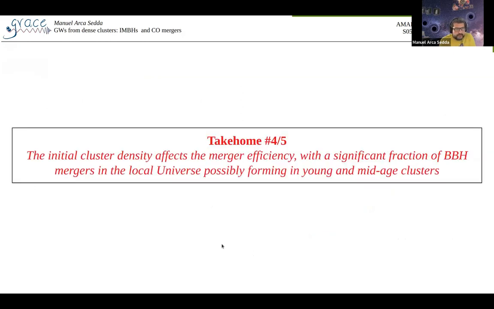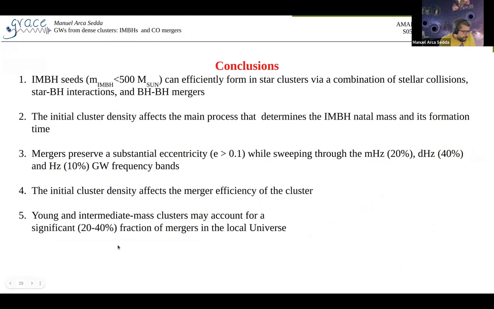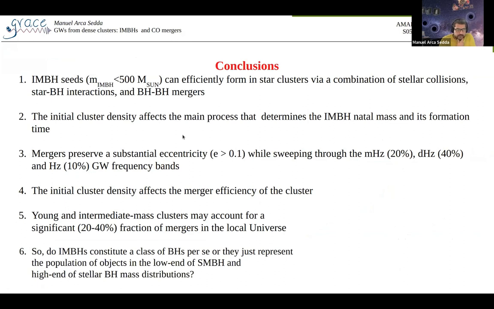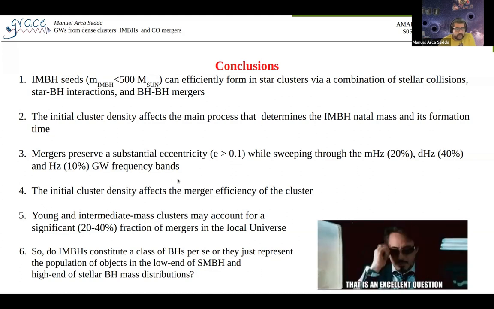And these are our last take homes. And concluding, so practically we have explored the formation of MBHs, we have dissected the population of compact objects, and I wanna close the discussion with a question: whether or not we prove, and we know now whether MBHs are really a category per se or not. Well, this, I think, remains an excellent question. Thanks for the attention.